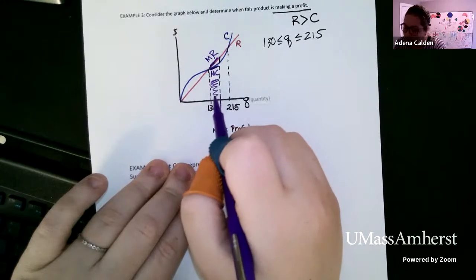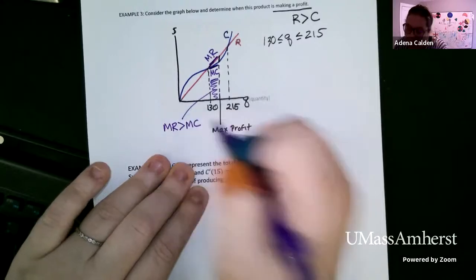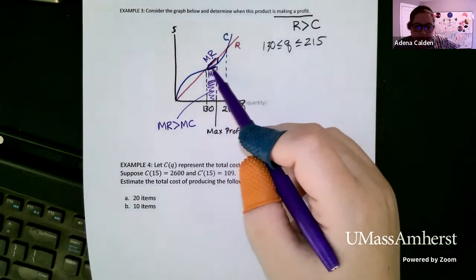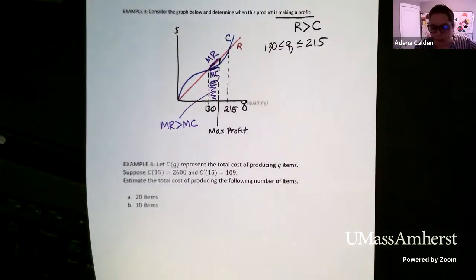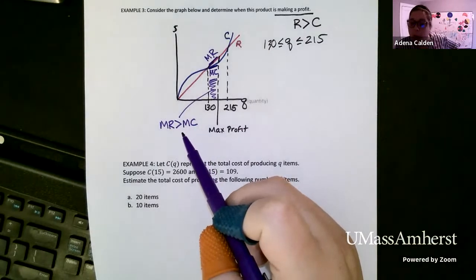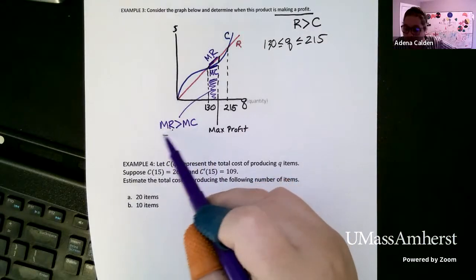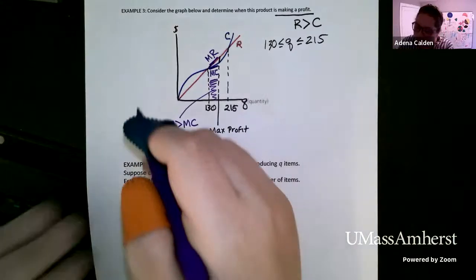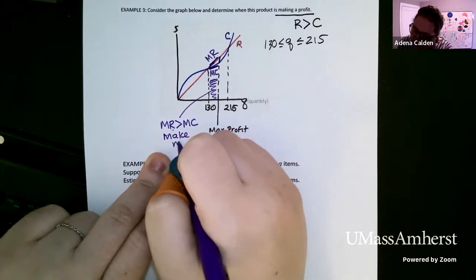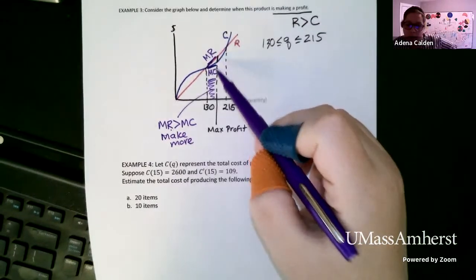So in this area here, what I want you to notice is that marginal revenue is greater than marginal cost. What do I mean by greater? The slope of this line is steeper than the slope of this line. So what does that mean? That means that if we make one more, the profit is going up, right? Because remember, marginal profit is marginal revenue minus marginal cost. So if this is bigger, then marginal profit is positive. So if marginal revenue is greater than marginal cost, we want to make more of whatever it is that we're looking at, right? Because we are trying to get to this point right here, the max profit.